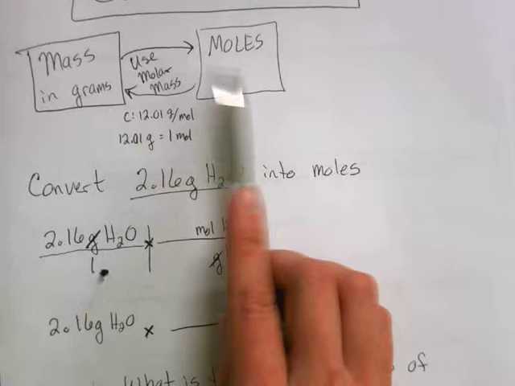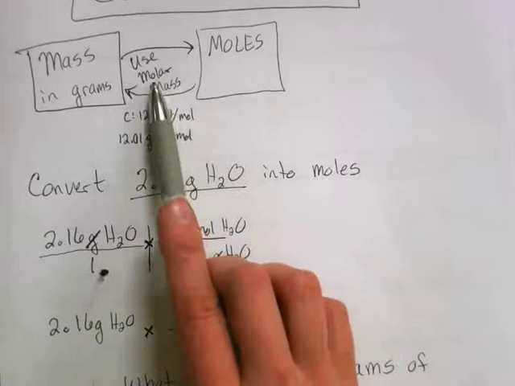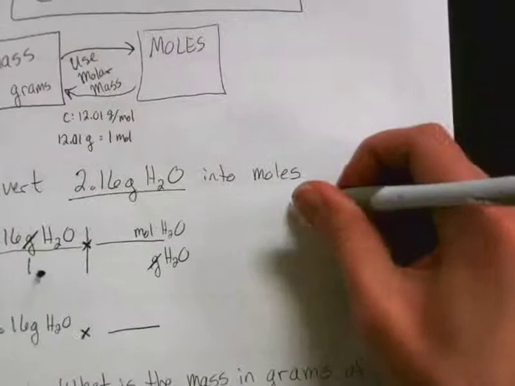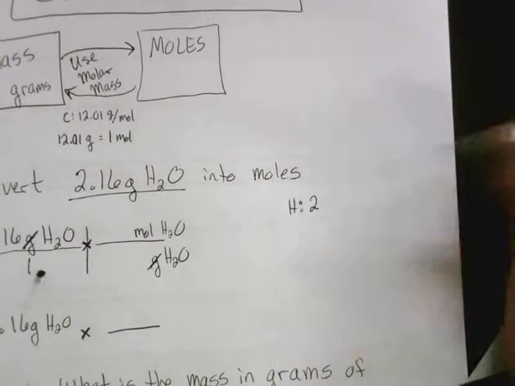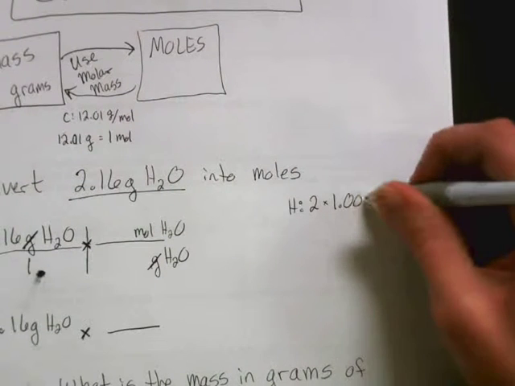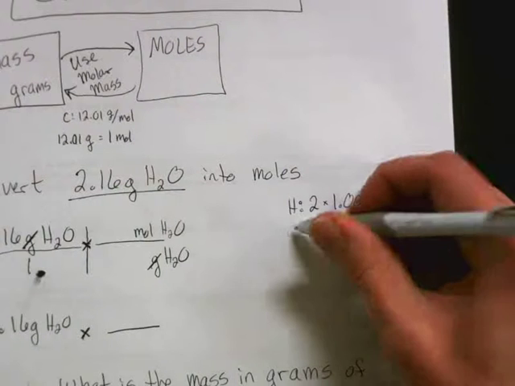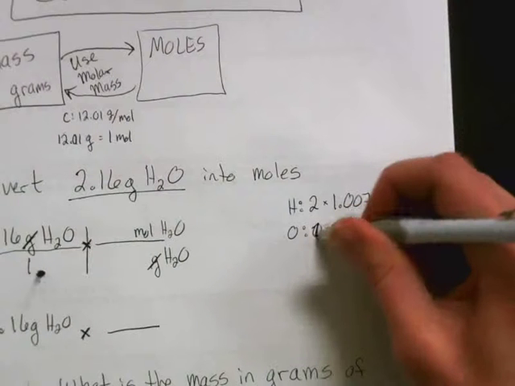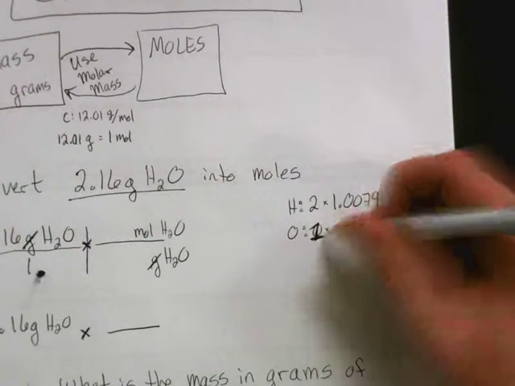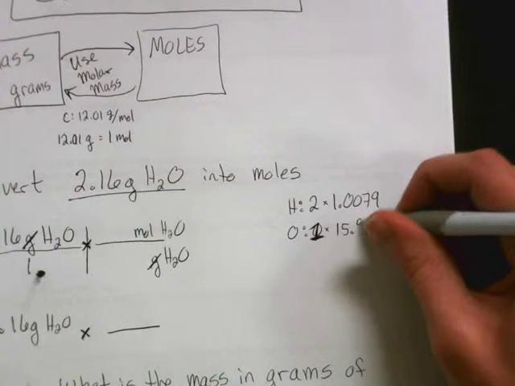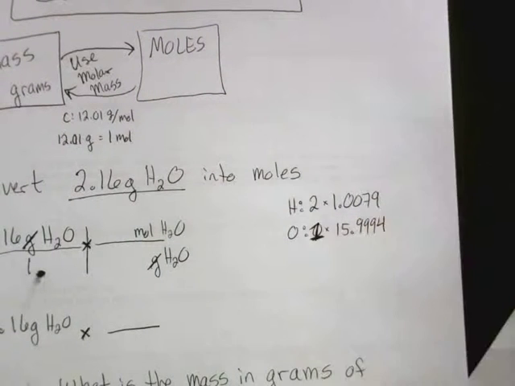Now, to go from mass into moles, I have to use my molar mass. So, molar mass of H2O, well, hydrogen, I have 2 of them. On the periodic table, my mass of hydrogen is 1.0079. Oxygen, I only have 1. Excuse me, that should be a 1. Mass of oxygen is 15.9994.